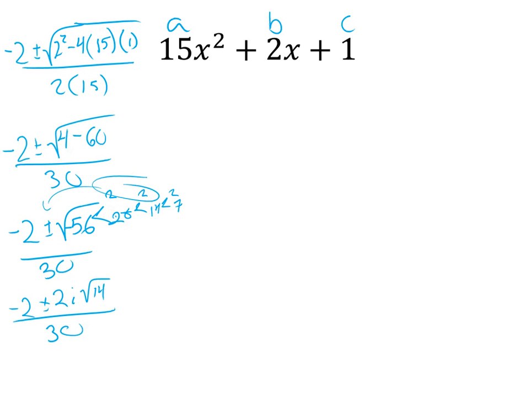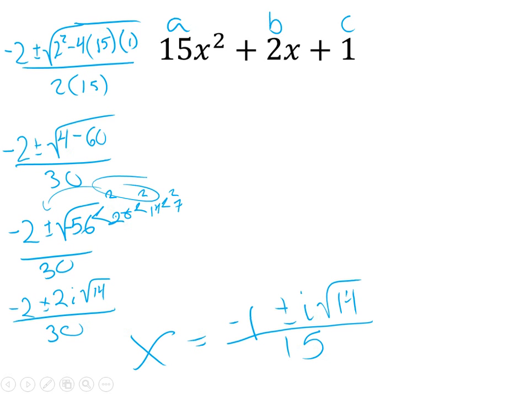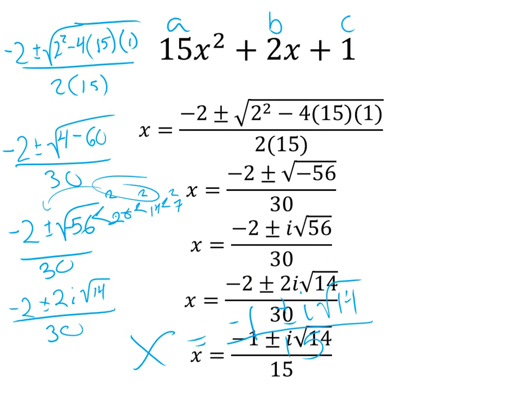And then we'll reduce this, getting our answer as x equals negative 1 plus or minus i root 14 all over 15. So again, all you're doing is plugging in the a, b, c and then simplifying it. And if you get a negative underneath the radical, you take out the i and you reduce it. And that's all it is. It's pretty straightforward.